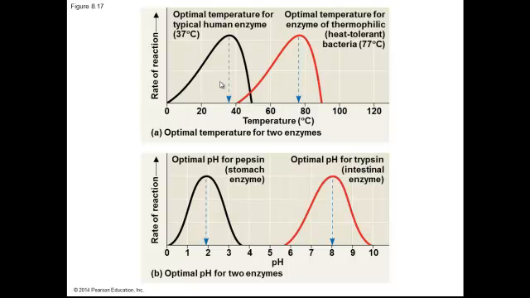By the same token, at lower temperatures, a heat-tolerant bacteria will not have any enzyme function because they are adapted for the higher temperature. If we look at pH, an enzyme that functions in the stomach of a human is going to function optimally at pH 2 because that's the pH inside the stomach. However, an enzyme that operates in the intestine of a human is going to operate and function most effectively at pH 8 because that's the pH of the intestine.